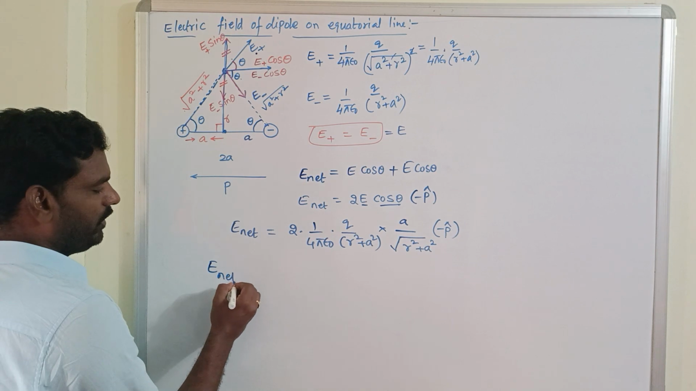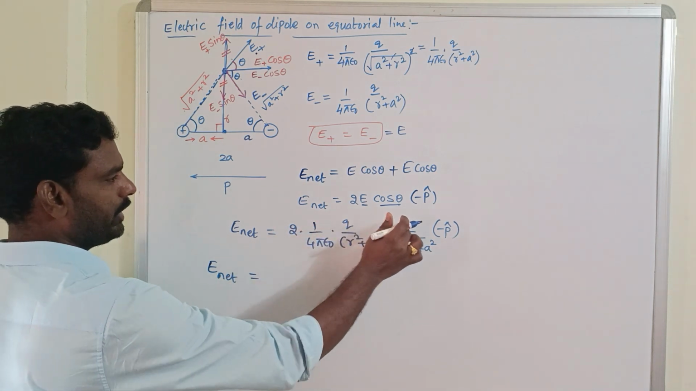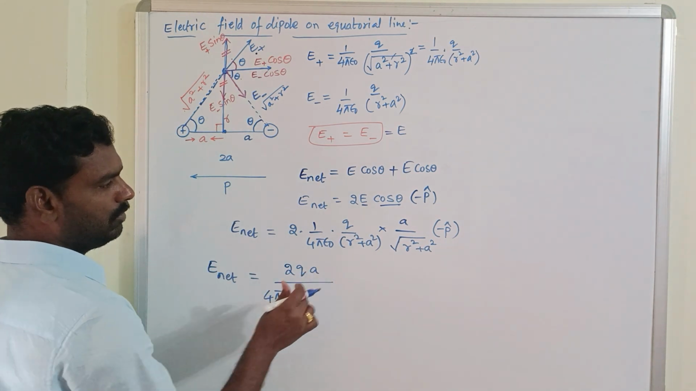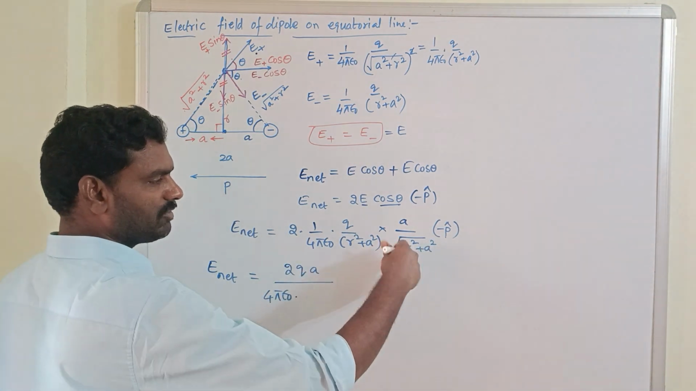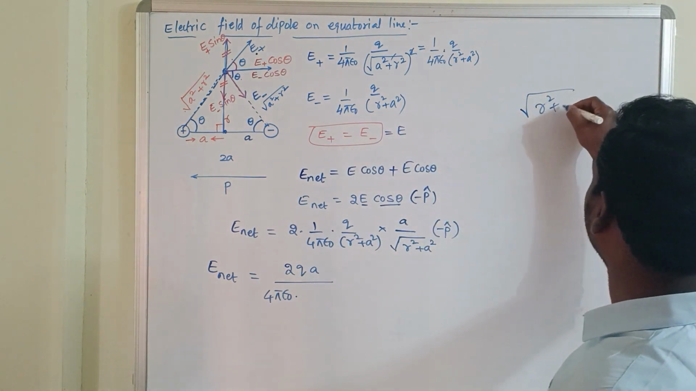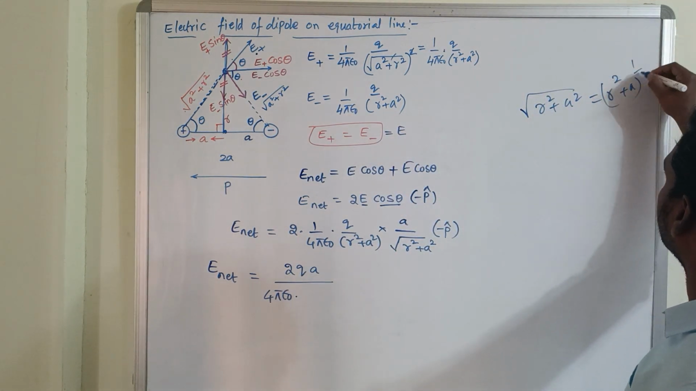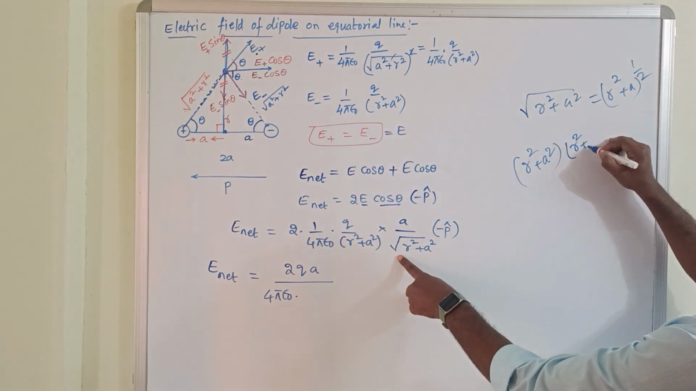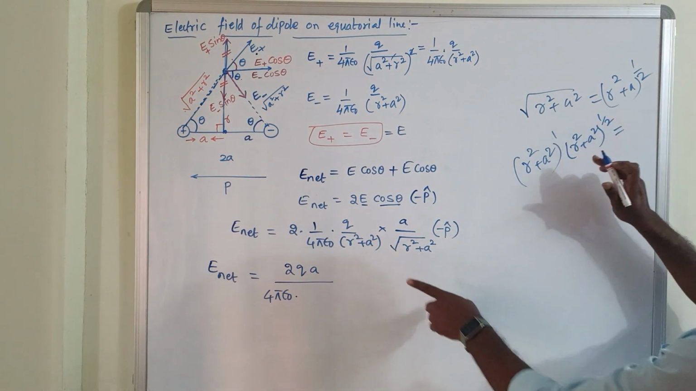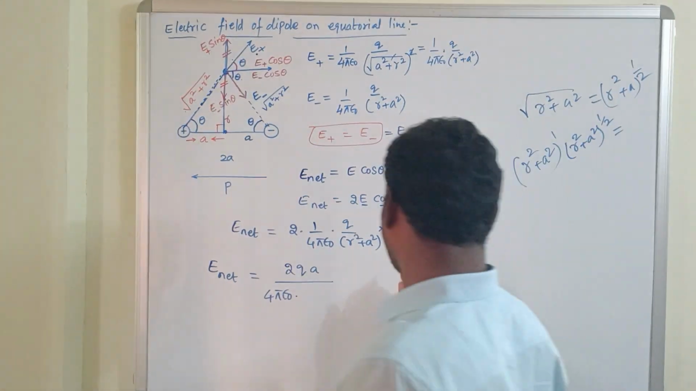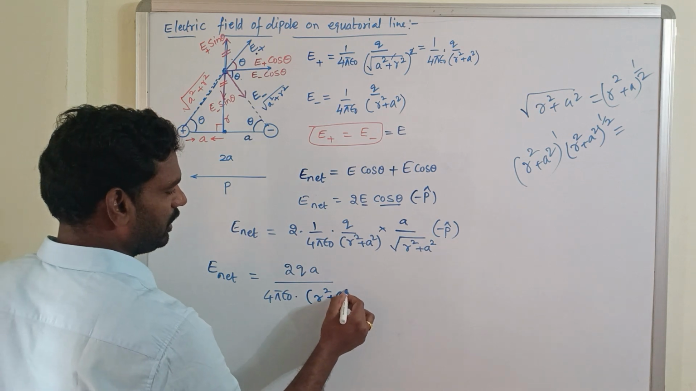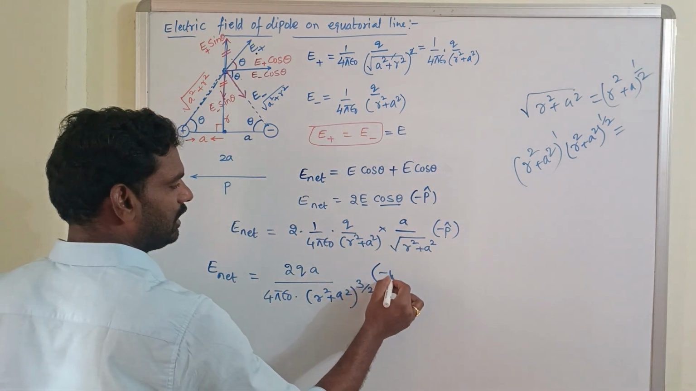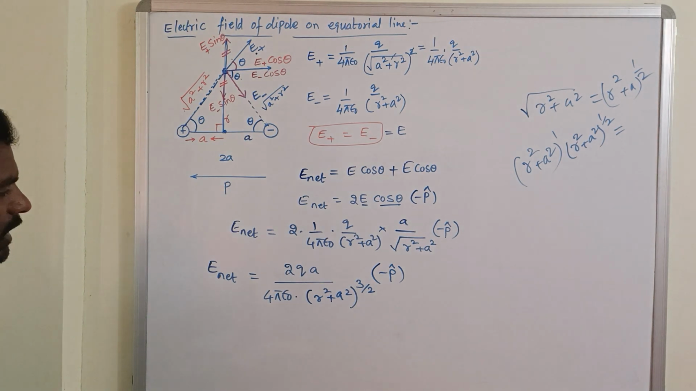So now net electric field is equal to 2qa divided by 4 pi epsilon naught into r square plus a square into r square plus a square to the power of 1 by 2. Root r square plus a square we can write as r square plus a square to the power of 1 by 2. Here there is 1 and here 1 by 2. Bases are same, so powers can be added. So I am writing it as r square plus a square to the power of 3 by 2, into minus p cap.